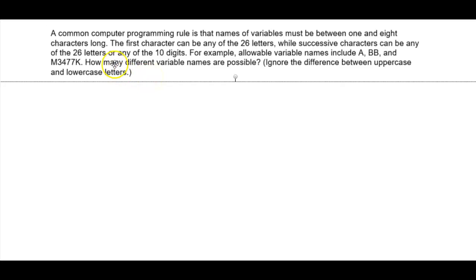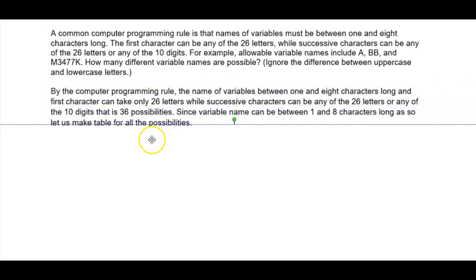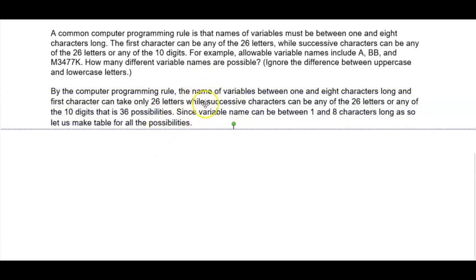How many different variable names are possible? And ignore the difference between uppercase and lowercase letters. Now, by the computer programming rule, the names of the variables are between 1 and 8 characters long, and the first character can take only 26 letters, while successive characters can be any of the 26 letters or any of the 10 digits. So 26 letters plus 10 digits gives us 36 possibilities.